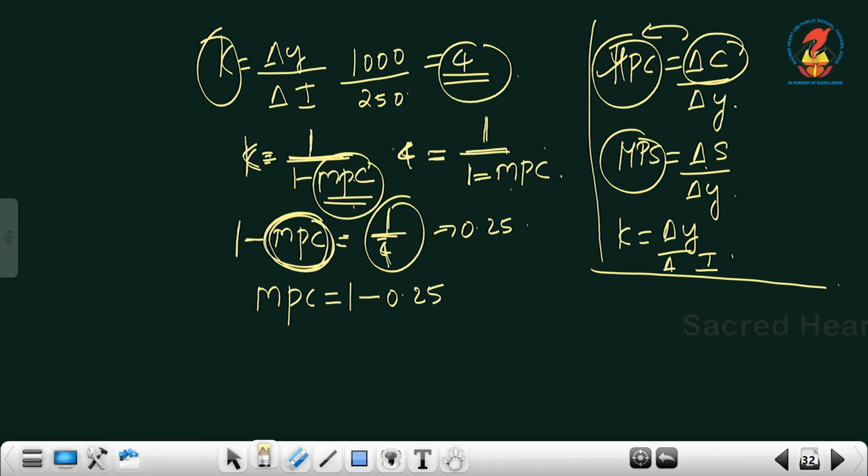So basic calculations are very clear, isn't it? Now you all have learned it. These are all basic calculations. So 1 minus MPC is equal to 1 by 4. What is the value of 1 by 4? You know the value of 1 by 4 is 0.25.